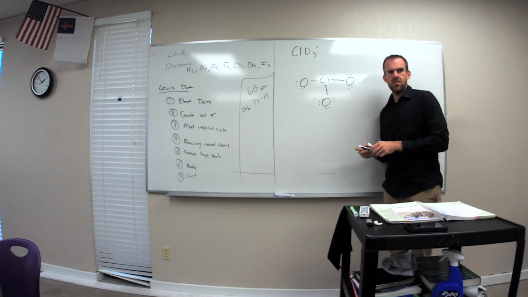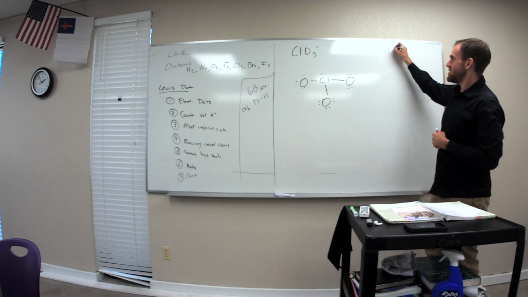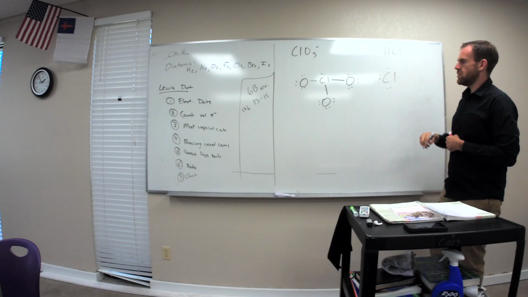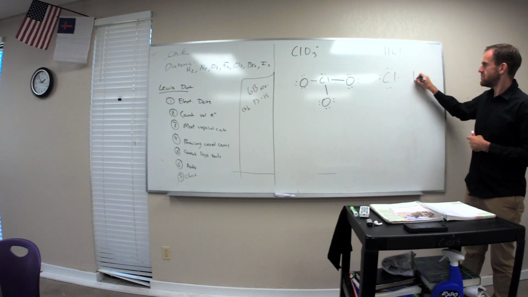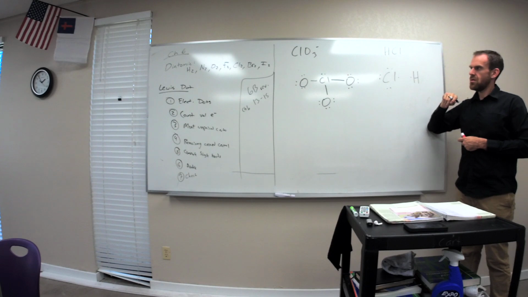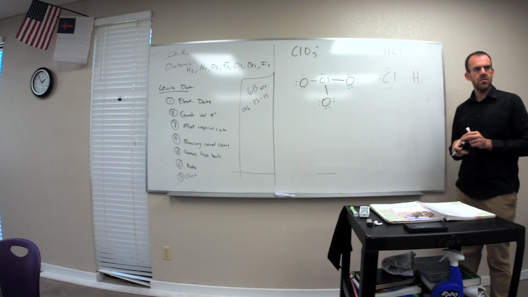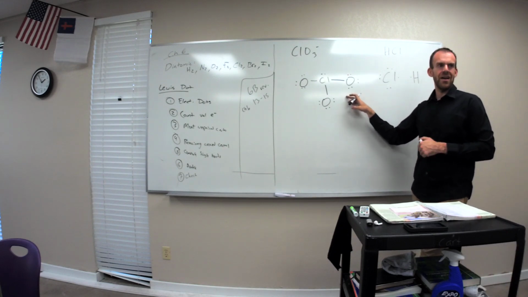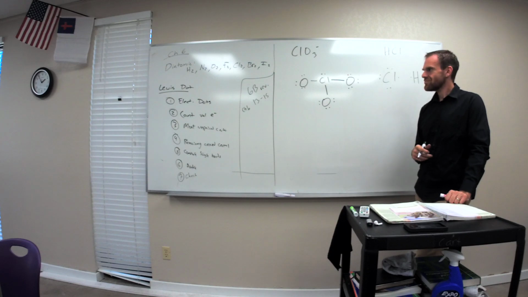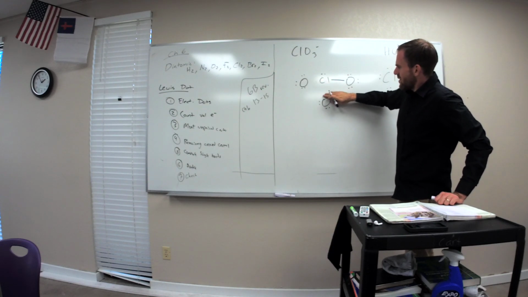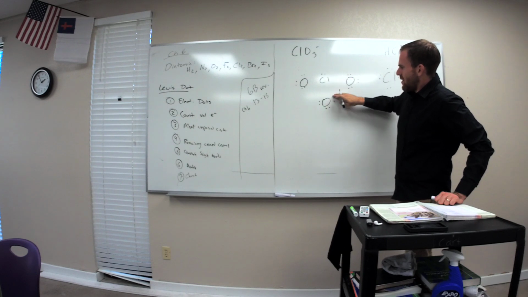How many does chlorine have? Chlorine has 7. Like in HCl, hydrochloric acid, chlorine has 7. But how do you know when to do that? That's my issue. Like on this one, chlorine has 2 on the top. So if you look at this and you go through the steps, right?